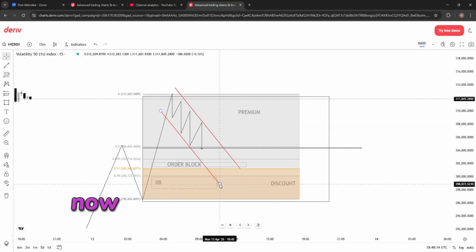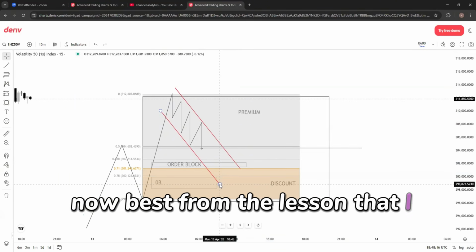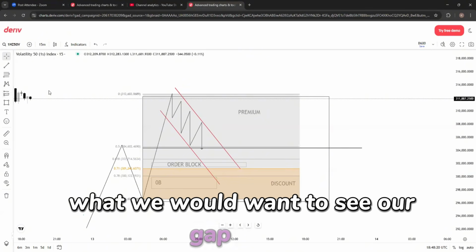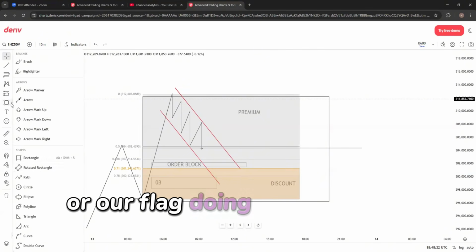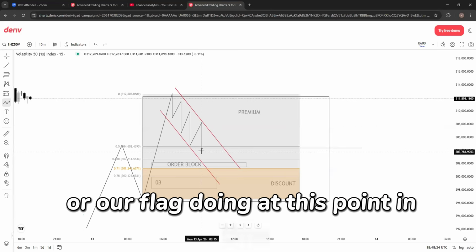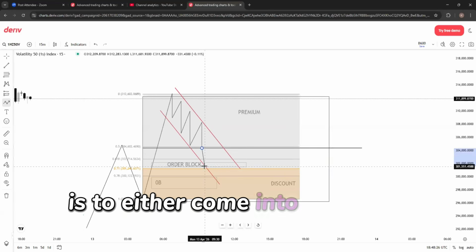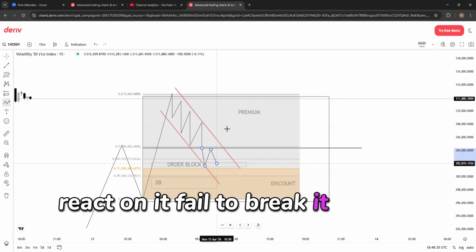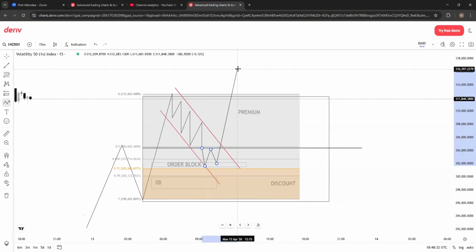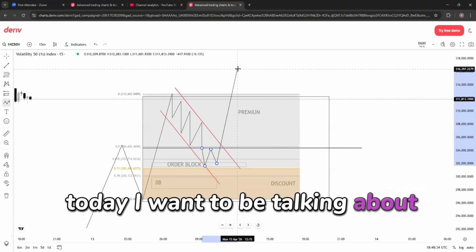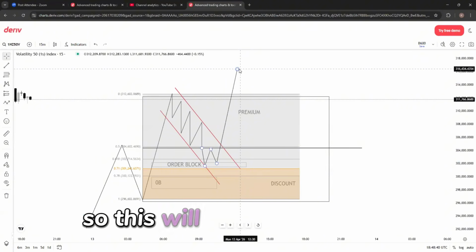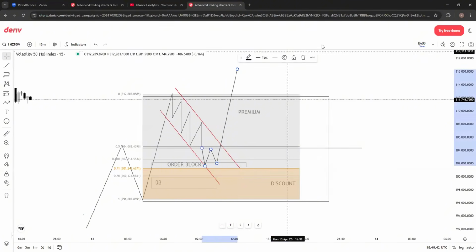Now, based on the lesson that I've taught you, what we would want to see our flag doing at this point in time is to either come into that order block, react on it, fail to break it, and then push up. Today, I want to be talking about the 50 EMA. So this would be my expectation.